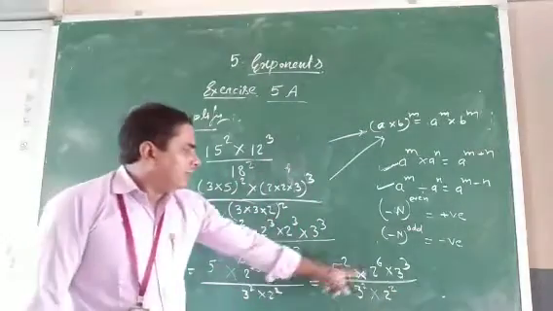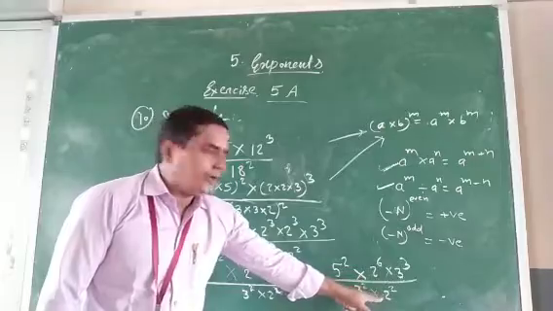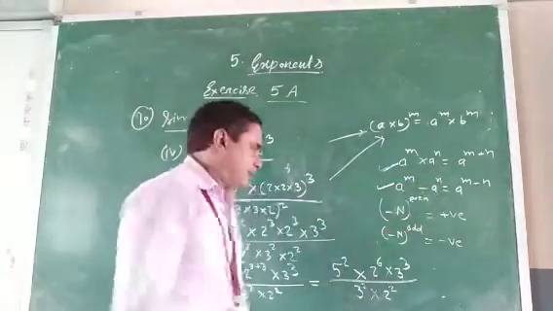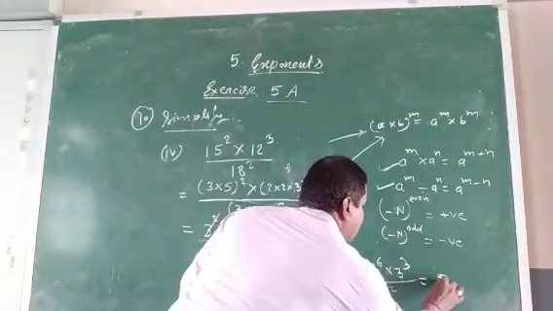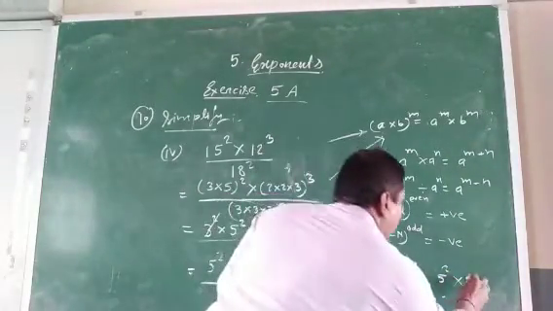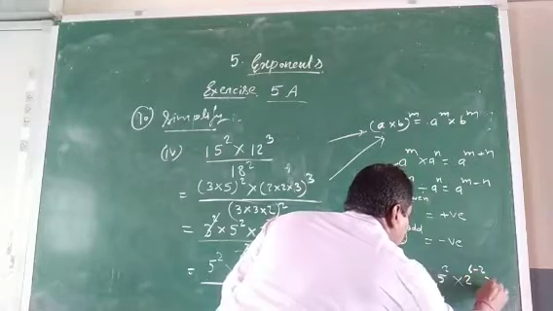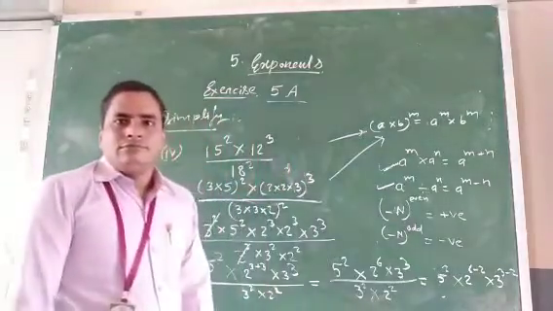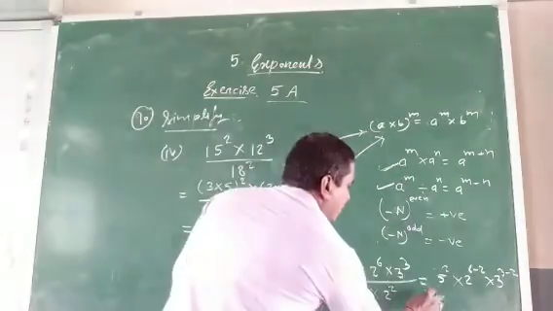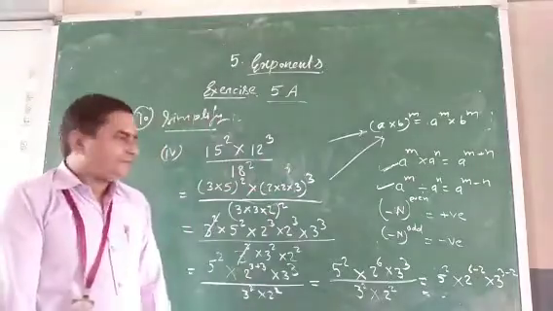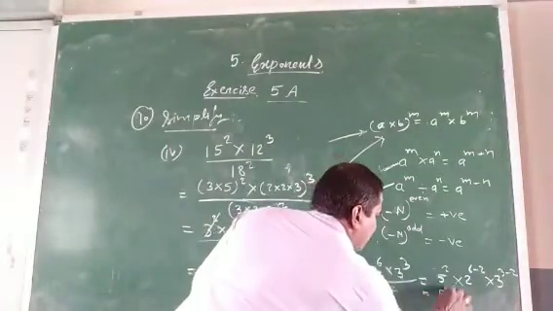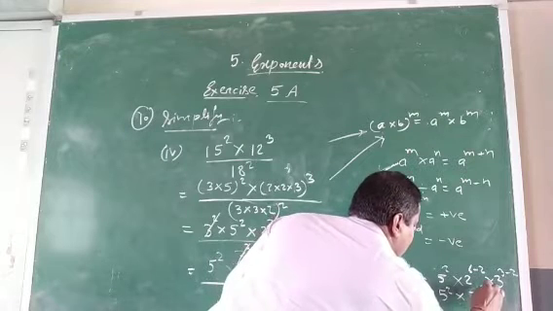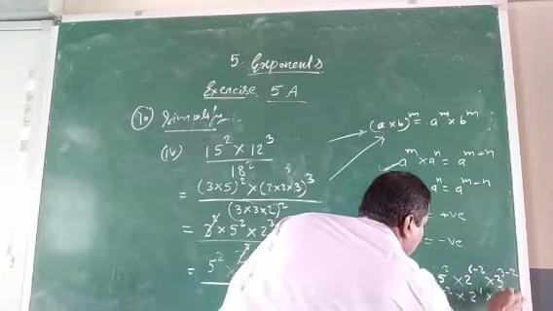Okay? Now here the base is the same, 2 and 2 same base. So apply this rule: a to the power m divided by a to the power n. So here you can write 5 to the power 2 into 2 to the power 6 minus 2, into 3 to the power 3 minus 2. So what will be here? यहाँ पे क्या आएगा? 5 to the power 2 into 2 to the power 4, 6 minus 2 is 4, into 3 to the power 1.